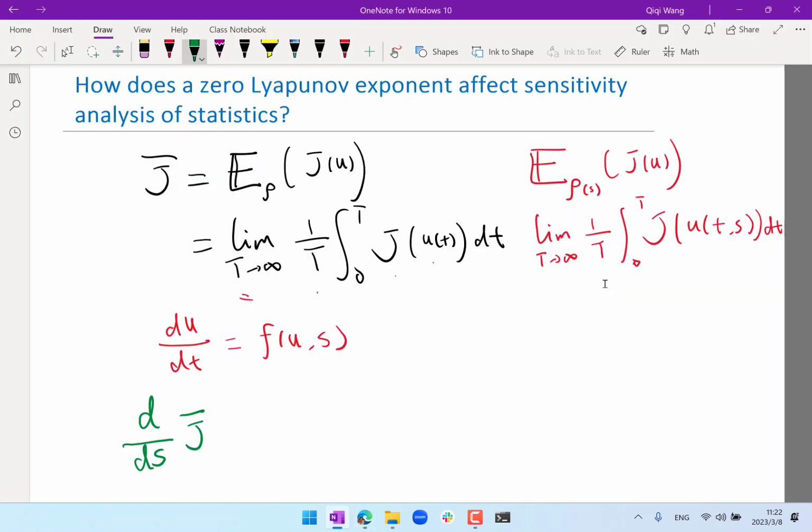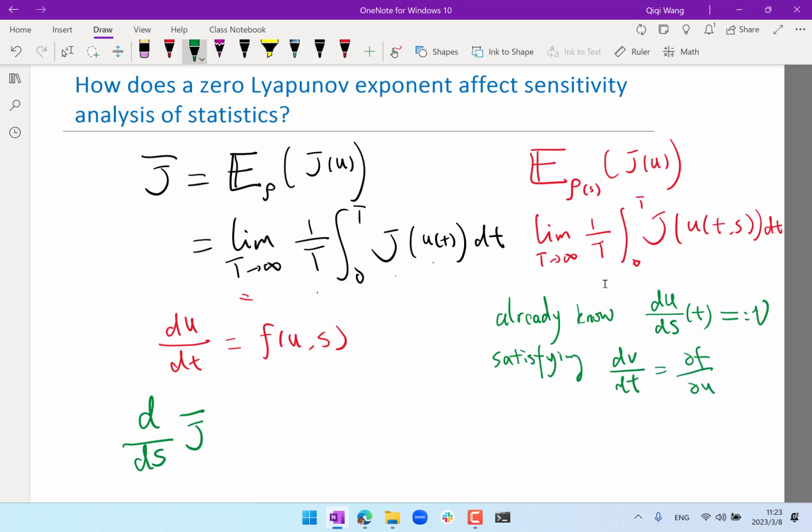Okay, so basically we already know the derivative of u with respect to s, as a function of t, and that's basically our solution v, satisfying dv dt equal to partial f partial u times v plus partial f partial s, right? So that's basically the solution to the tangent equation. We already know how to solve.